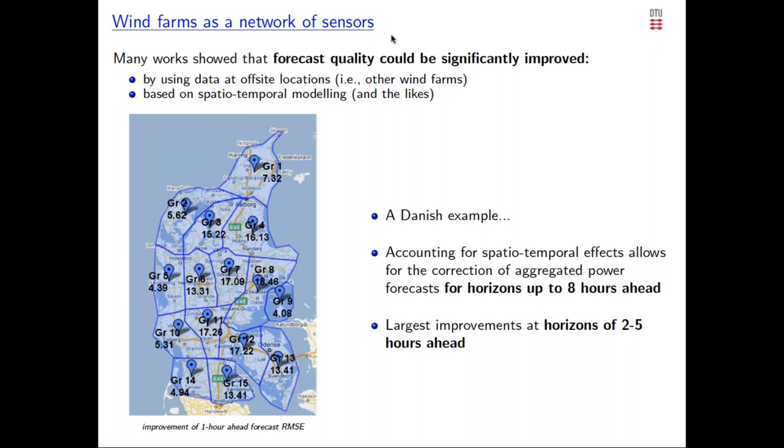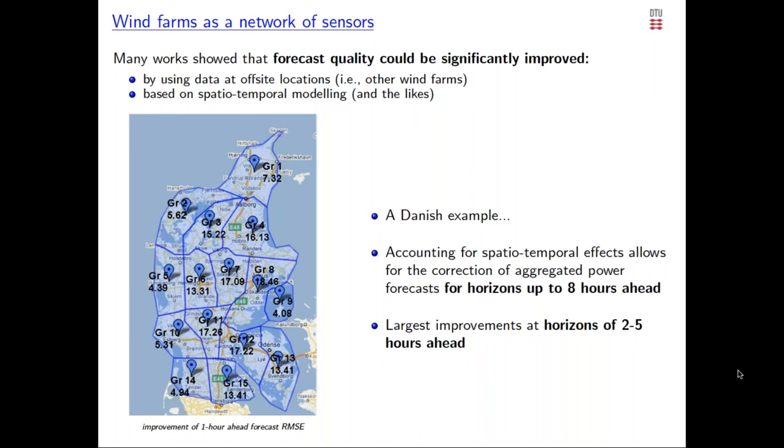So when this has been done, for instance, for Denmark, these numbers that you see here are the improvements in terms of root mean square error. Root mean square error is the classic criterion that's used for evaluating wind power forecast. And so these are improvements in root mean square error you can get just by post-processing your forecast using information from the other wind farms.